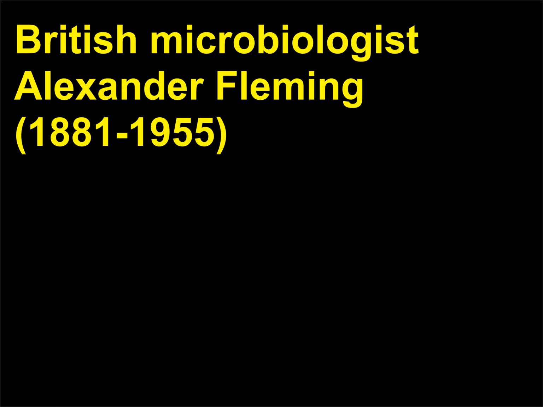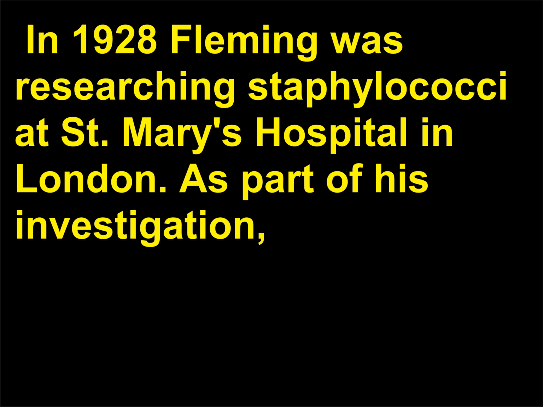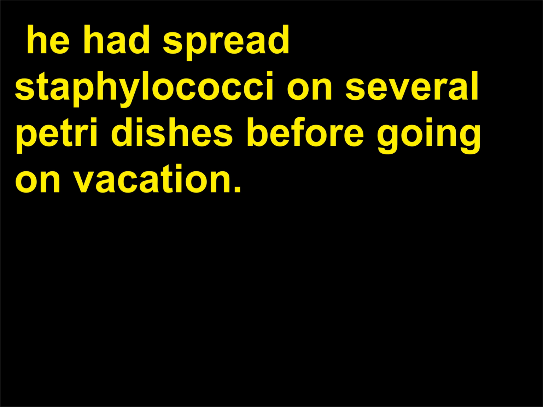British microbiologist Alexander Fleming, 1881 to 1955, happened upon the discovery of penicillin's use as an antibacterial agent. In 1928 Fleming was researching staphylococci at St. Mary's Hospital in London. As part of his investigation, he had spread staphylococci on several petri dishes before going on vacation.